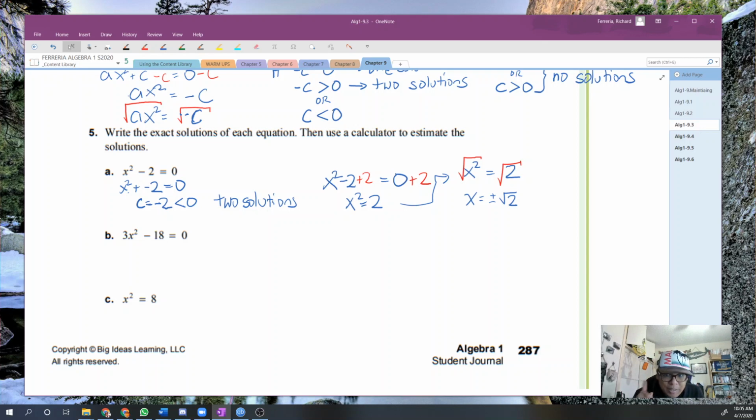Now that's the exact solution. Square root of 2 does not have an exact answer like 2, 3, 5, or 6. It's going to be some decimal. It's what we would call a transcendental number. So what is the square root of 2? Just ask your calculator. You get positive and negative 1.414.